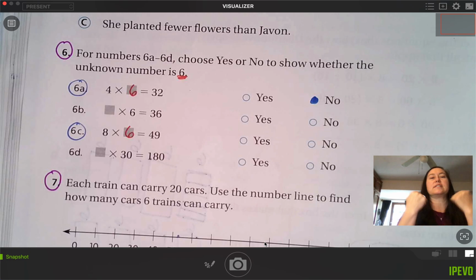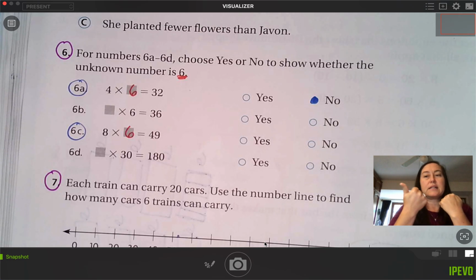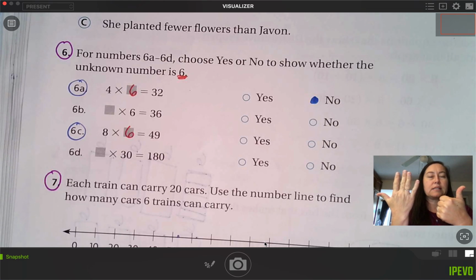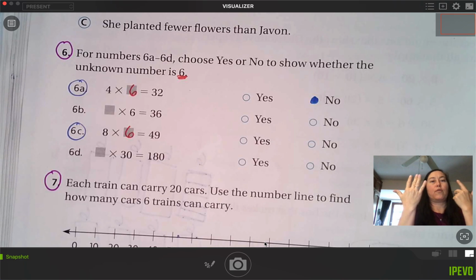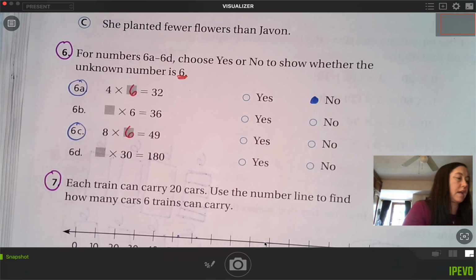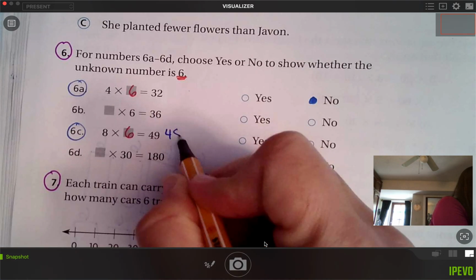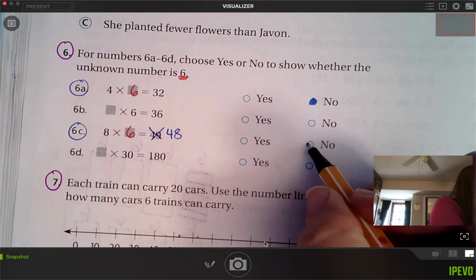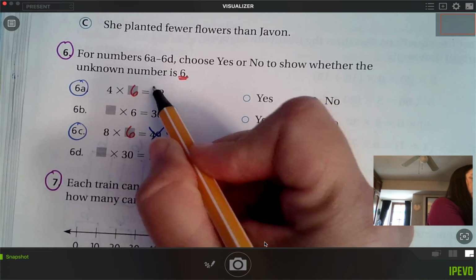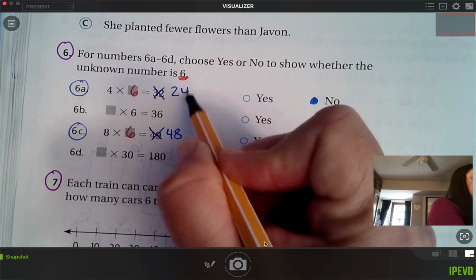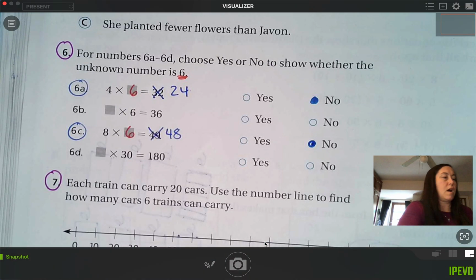Let's try rolling our 6s and go to 8s. 6, 12, 18, 24, 30, 36, 42, 48. Nope, it's 48. It's not 49. So it's a no. And this one, remember 4 times 6 is 24. That's why it's no. All right, here we go.